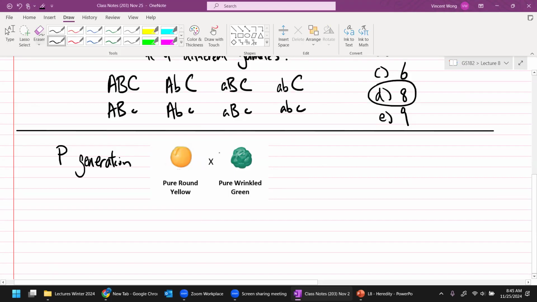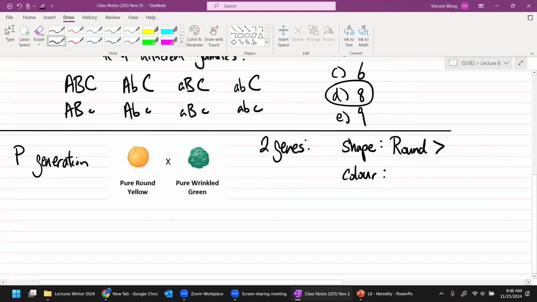Okay, so there are two genes here that he's looking at: shape and color. So I'm gonna tell you, bigger than means dominant, okay? This is shape. Round is dominant over wrinkle. And yellow is dominant over green.